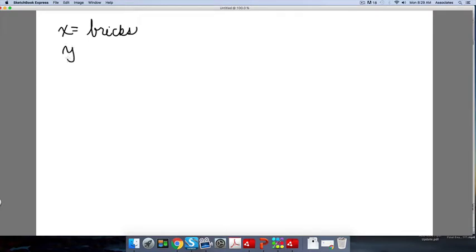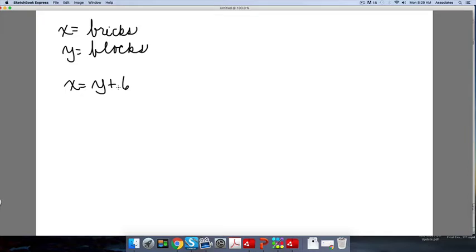I'm going to let y equal the number of blocks. So let's find out some facts. They said in the problem there are 6 more bricks. So there's more bricks than blocks. So I'm going to say the bricks equal the blocks plus 6.